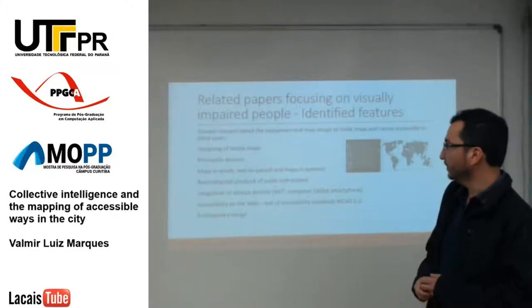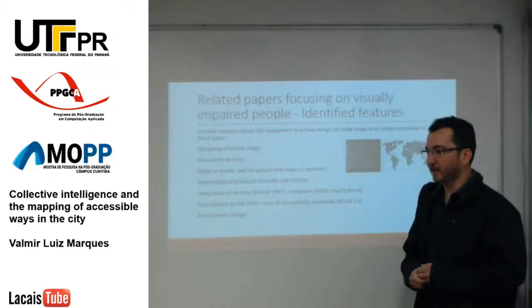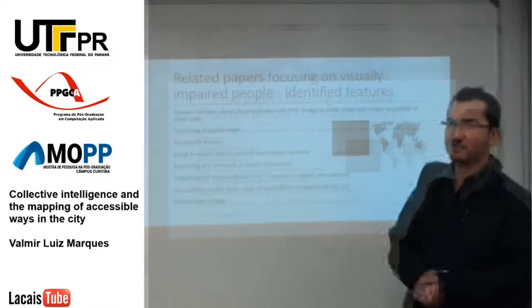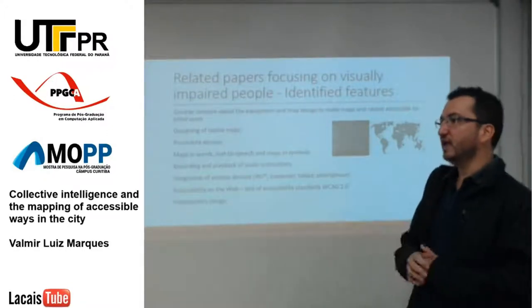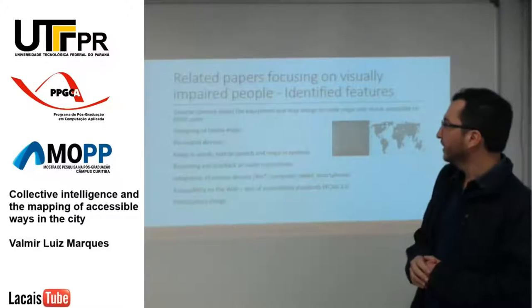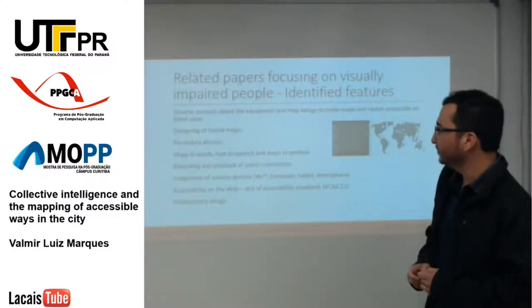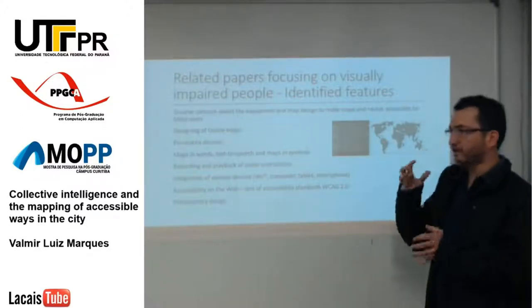So when you talk about maps for the physical environment, we already have routing, but when we talk about maps for impaired people, it's still on device. Okay?